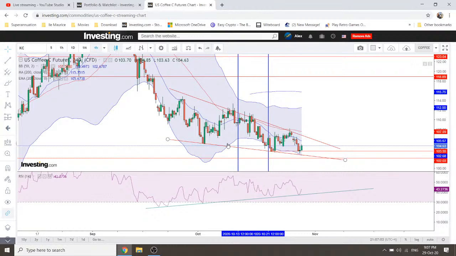So you can use the MACD. I don't, but I know some traders like this better, or the RSI. There's even some other indicators you might be able to use, but I use the RSI because I found it relatively reliable.